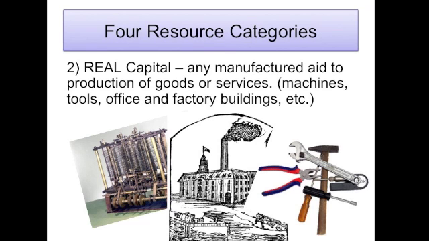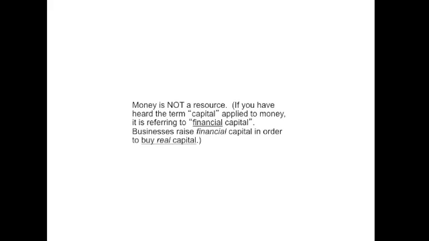There are real capital resources. These are the manufactured aids to production of goods and services. Things like machines, tools, factory buildings, anything that is human-made and is used as an aid to production. You have to note that there is no such thing as money being a resource. Money is not a resource.